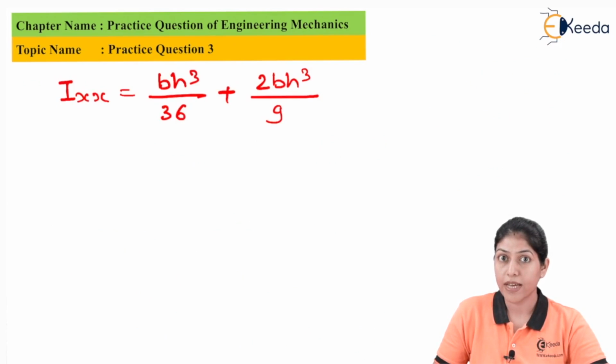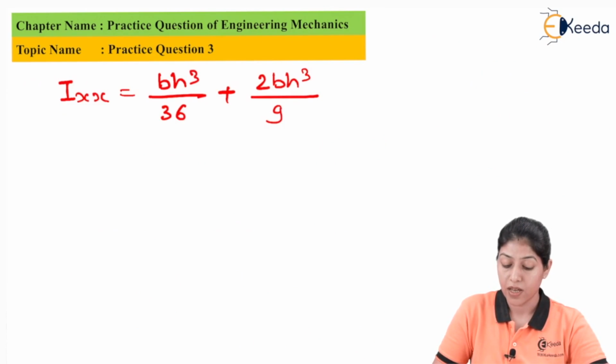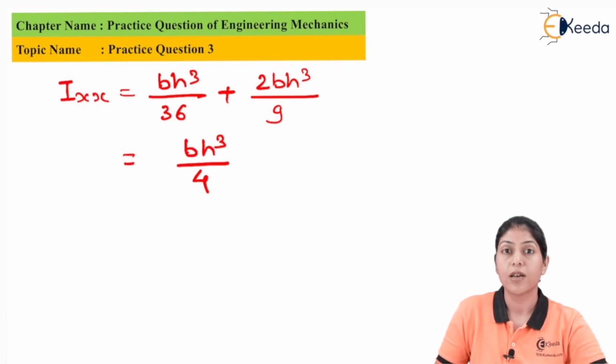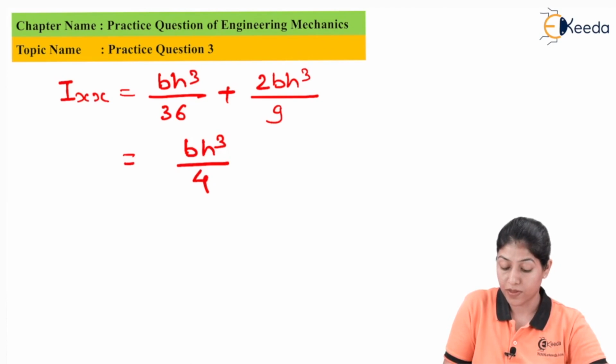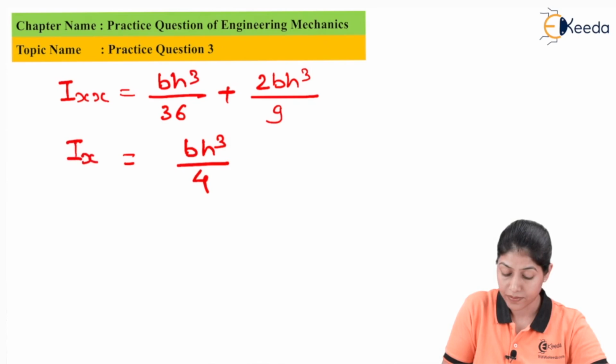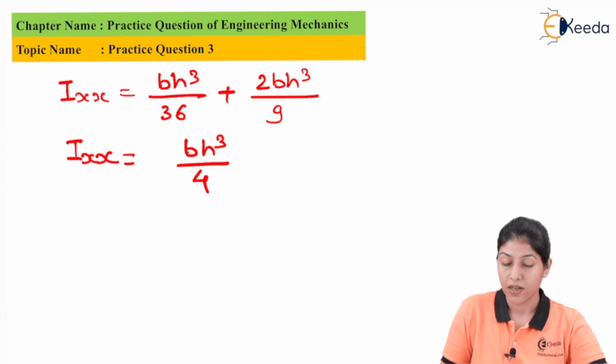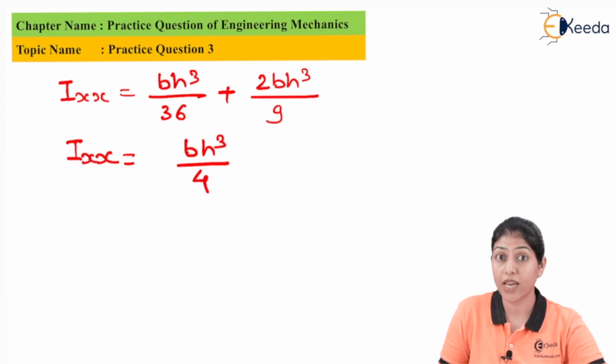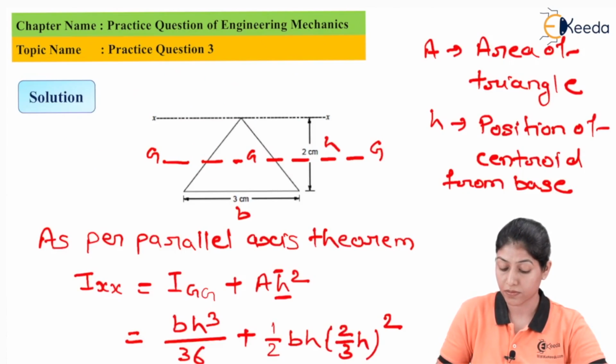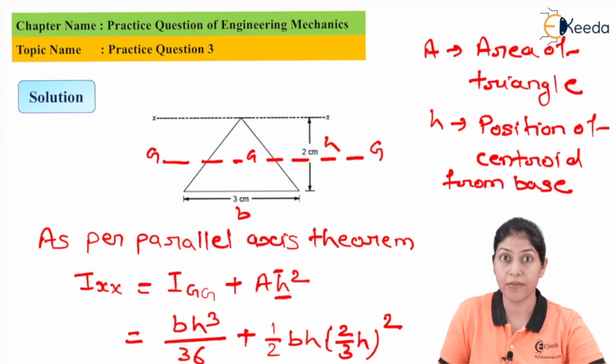If we simplify this equation, we will get this term: Ixx will be BH³ by 36 plus 2BH³ by 9. Now if we again simplify this, we will get BH³ by 4. This final value we will consider as Ixx. Now we have the value of B and we have the value of H. B is 3 centimeter, H is 2 centimeter.